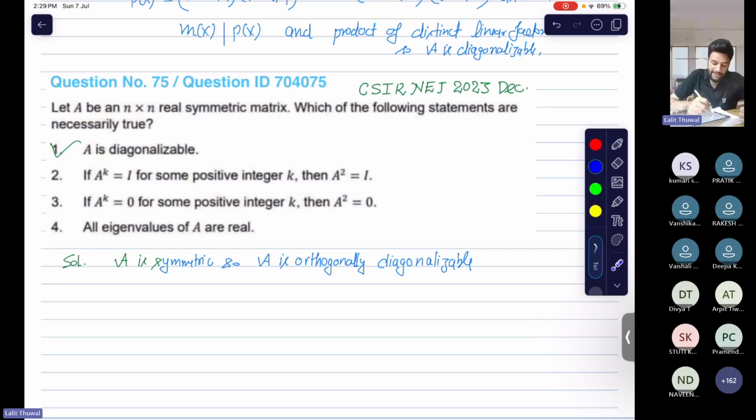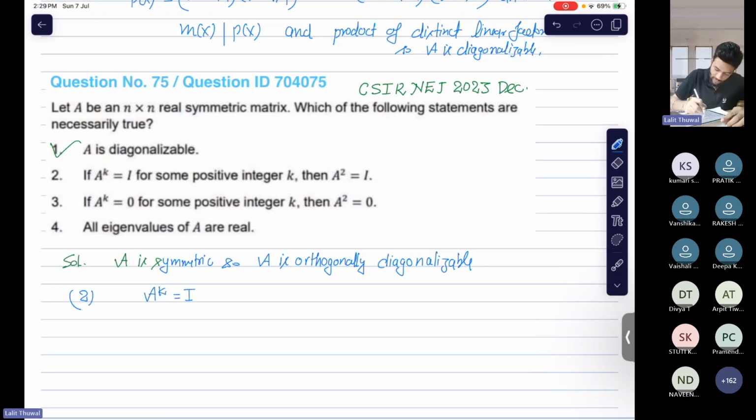The second says that if A to the power k is equal to I for some positive integer k, then A square is equal to I. Okay, let's see. A to the power k is equal to I, so x to the power k minus 1, let's say it is P(x), annihilates A. And first I would solve option 4, because it is needed in the second.